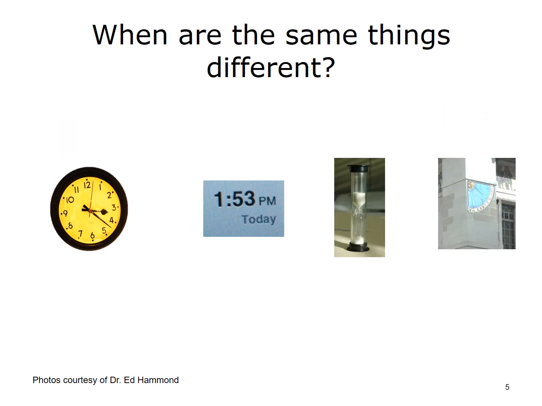Here we see a depiction of an analog clock, digital clock, an hourglass, and a sundial. What is different about these four methods of indicating time? Are they interchangeable? What is different and what is the same? Is the precision the same? Is the accuracy the same? When are these differences important?